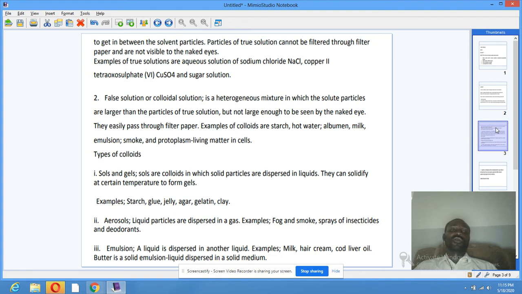Two, false solution or colloidal solution. It is a heterogeneous mixture in which the solid particles are larger than particles of a true solution, but not large enough to be seen by the naked eye. They easily pass through filter paper, e.g., starch, albumin, milk, milk emulsion, smoke, and protoplasm or living matter in cells. Types of colloids: sols and gels, aerosols, emulsions.